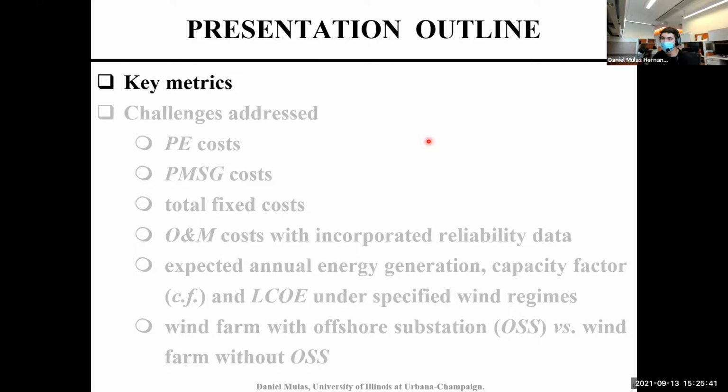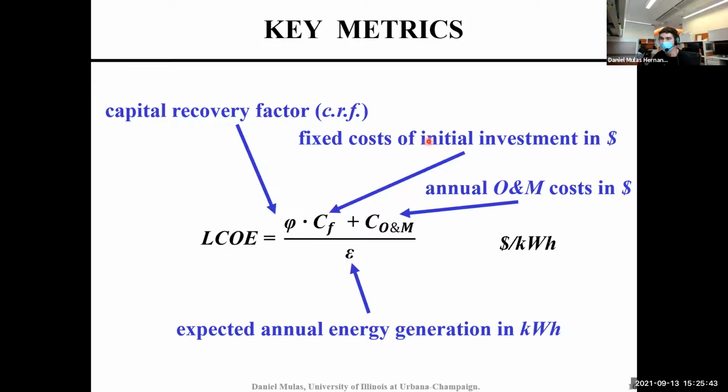The key metrics that we are going to study are, of course, LCOE, which I would say is the most important metric to represent the economics of an energy project. It is calculated by multiplying the capital recovery factor by the fixed cost of initial investment in dollars, plus the annual operation and maintenance cost, all divided by the expected annual energy generation in kilowatt hours.